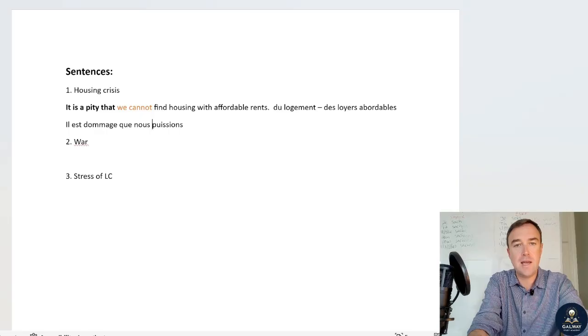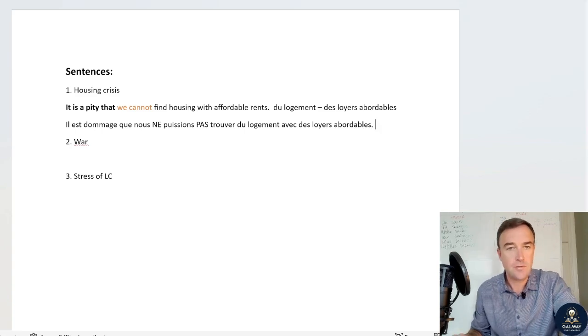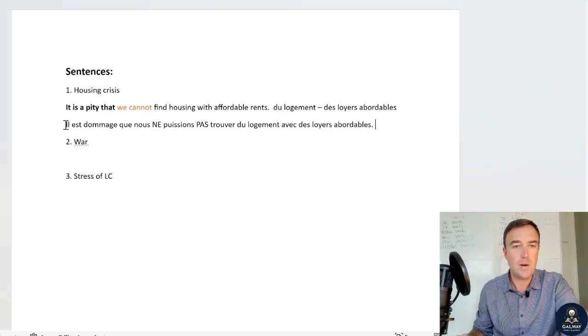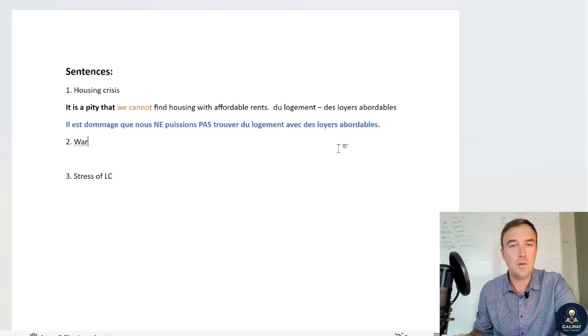Now I need to put that into the negative, so I'm going to put ne before it and pas after it. Que nous ne puissions pas. The verb to find is trouver. Now I've already said housing is du logement. And with affordable rents, that would be avec des loyers abordables. Now, there's a sentence in French that would be unbelievably impressive if you were to insert that into a written piece. Il est dommage que nous ne puissions pas trouver du logement avec des loyers abordables.